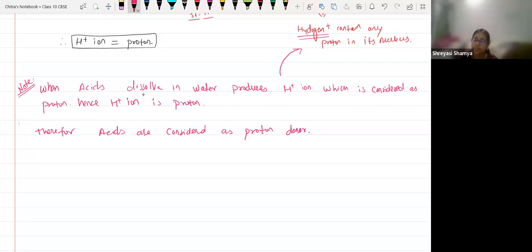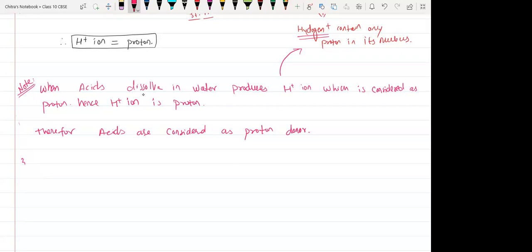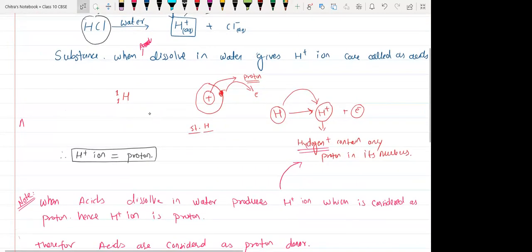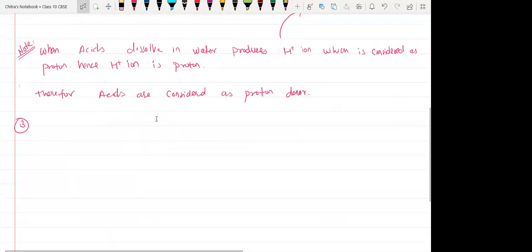Now, third point. The first point we covered: substances which are sour to taste. Second, they produce H positive ion, and this is part of the third too: they are considered as protons, so they are proton donors.